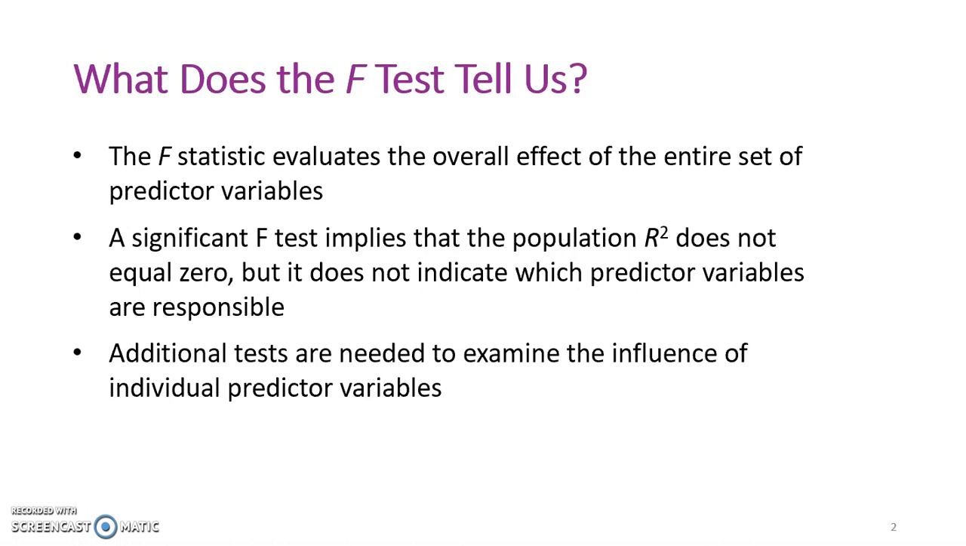So the overall F-test tells us whether there's an overall effect of the entire set of predictor variables on the outcome. A significant F-test implies that the population R squared does not equal 0, but it doesn't tell us which predictor variables are influencing the outcome significantly. We have to do additional tests to figure out which predictors are significantly influencing the outcome.